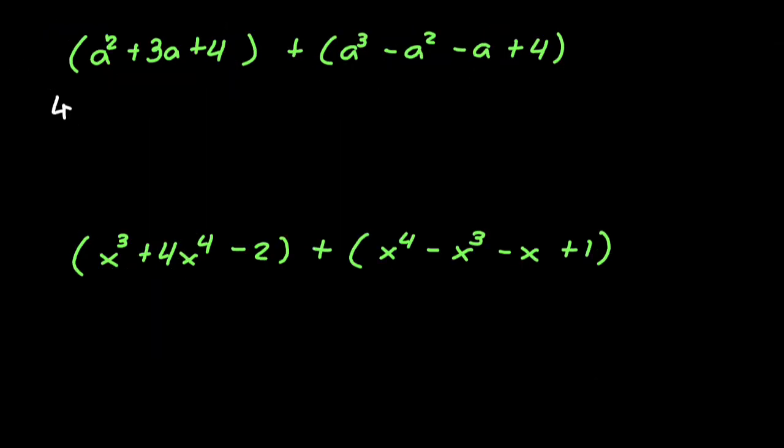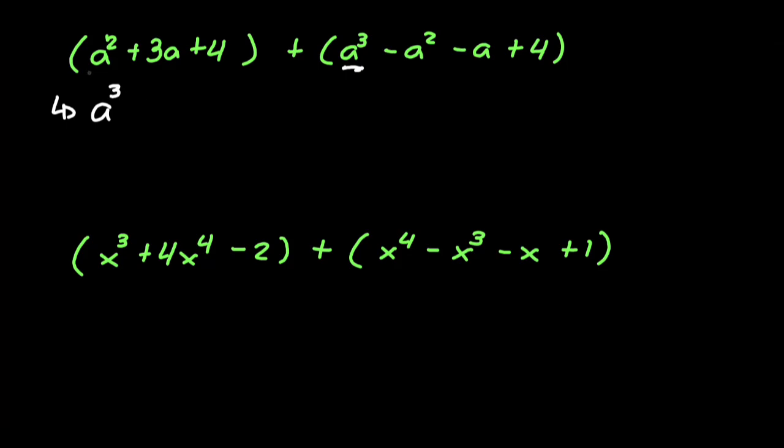a squared plus 3a plus 4. Add it to a cubed minus a squared minus a plus 4. Now, what you're going to look for first here is the highest exponent, which is this, because a raised to the power of 3. So now, find if there is a raised to the power of 3 in here. There is none. So just put a raised to the power of 3.